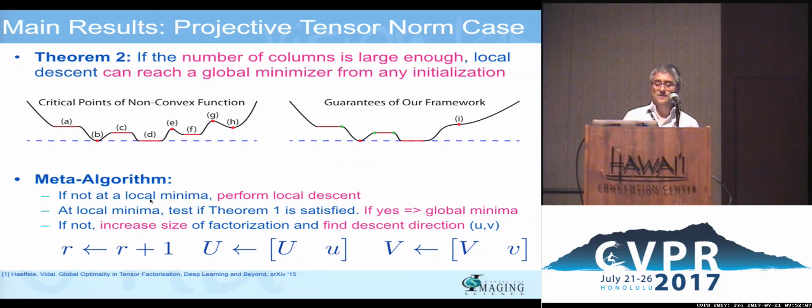Are you at a local minimum? If you're not at a local minimum, keep going down. If you are at a local minimum, then test if theorem 1 is satisfied. Namely, test if one column is equal to 0. If that's the case, then you're done. You found the global minimizer. Obviously, I'm here, so that's not the case.